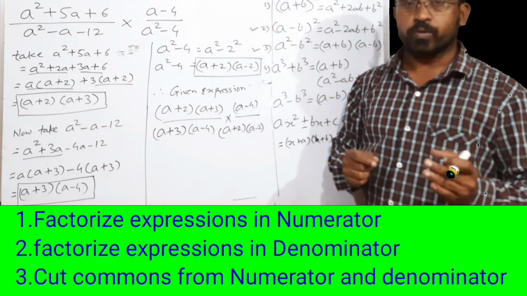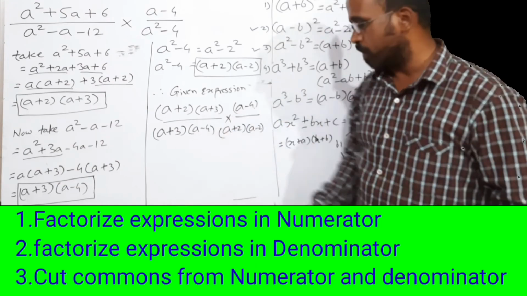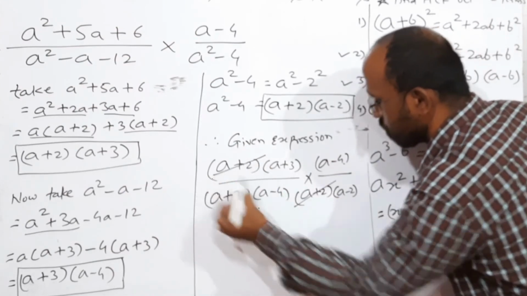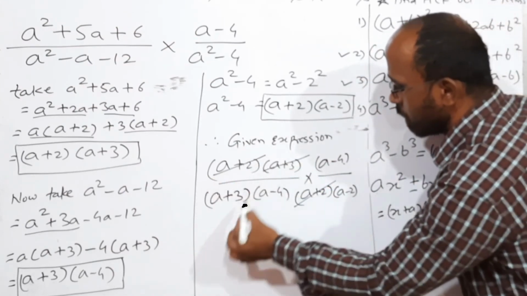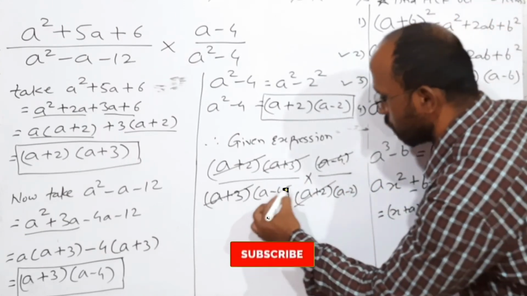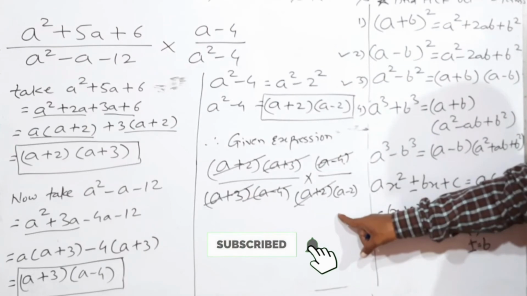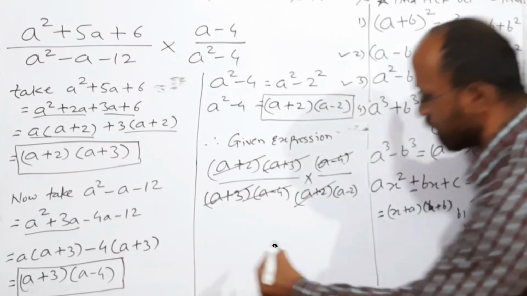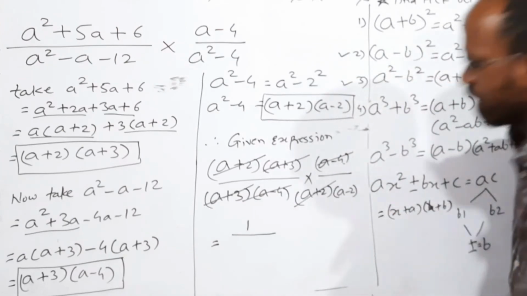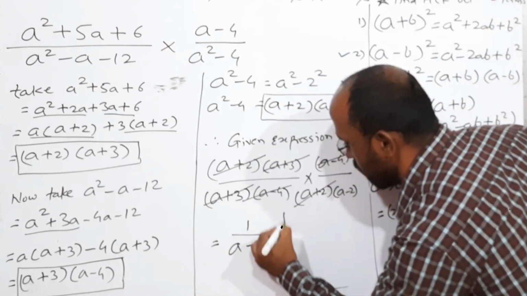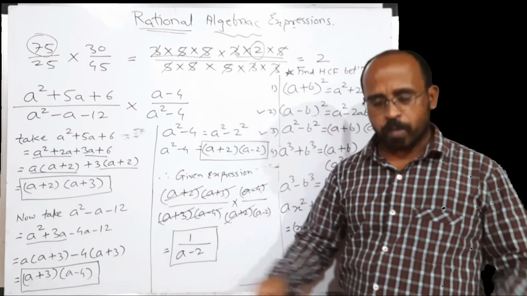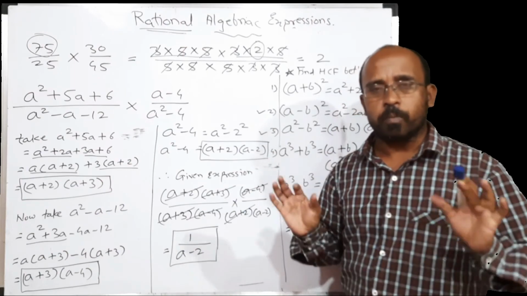Factorization is done. Now what we have to do? Cut the common from numerator and denominator. A plus 2 at the numerator, a plus 2 at the denominator. Cut it. A plus 3 at the numerator, a plus 3 at the denominator. Cut it. A minus 4 at the numerator, a minus 4 at the denominator. Cut it. So what is remaining? At the numerator, nothing is there, means only 1 is remained. At the denominator, a minus 2 is remained. So this is our final answer, because its further factorization is not possible.